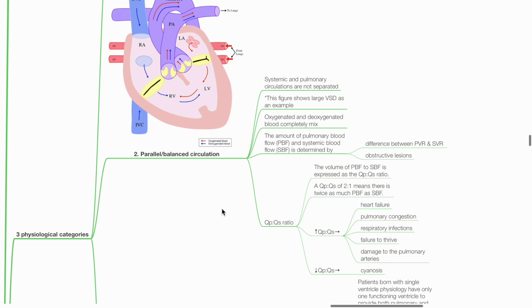A QP to QS ratio of 2 to 1 means that there is twice as much PBF as SBF. Increased QP to QS ratio leads to heart failure, pulmonary congestion, respiratory infections, failure to thrive, and damage to pulmonary arteries. Reduced QP to QS ratio leads to cyanosis.